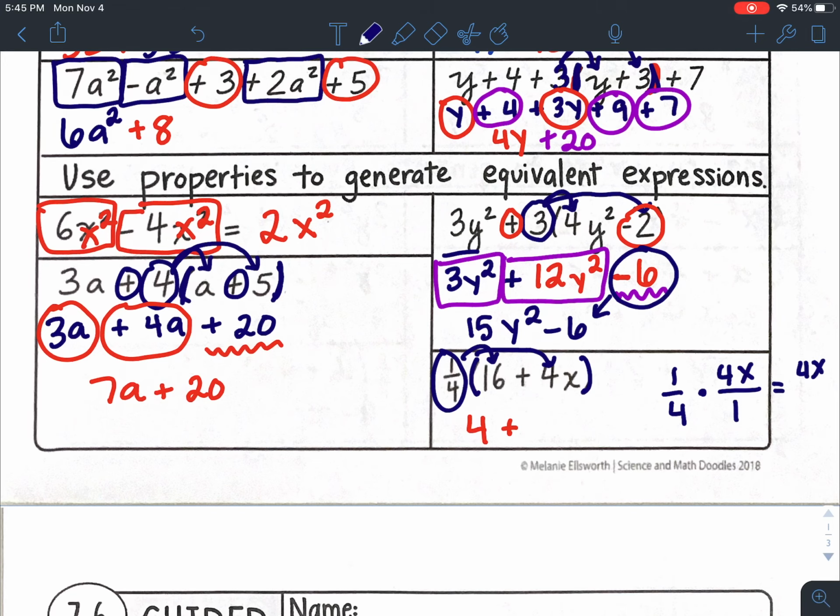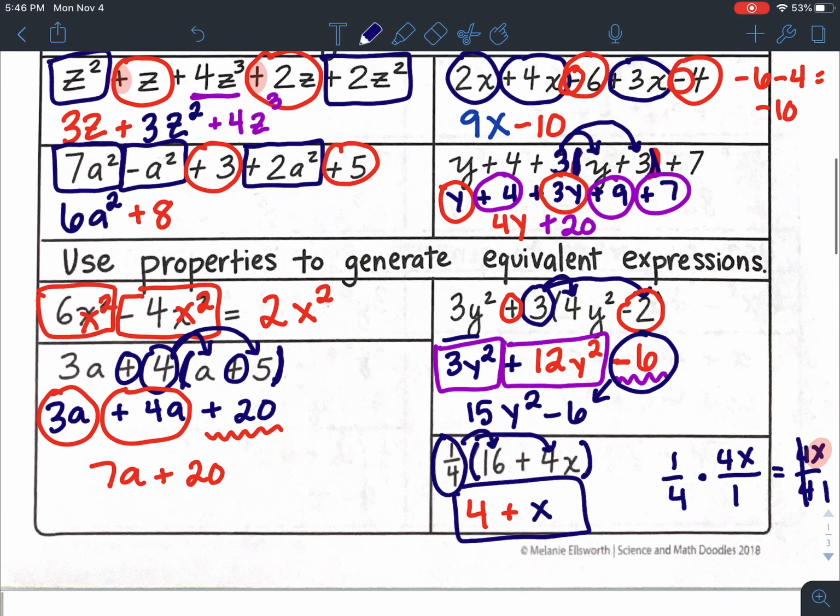Which gives me 4x over 4. Now we can reduce that 4 over 4. We can cancel that. But I'm still left with this x off to the side. And it's still x over 1. So I have 4 plus x there. And that's my answer. I can't combine anything else there.